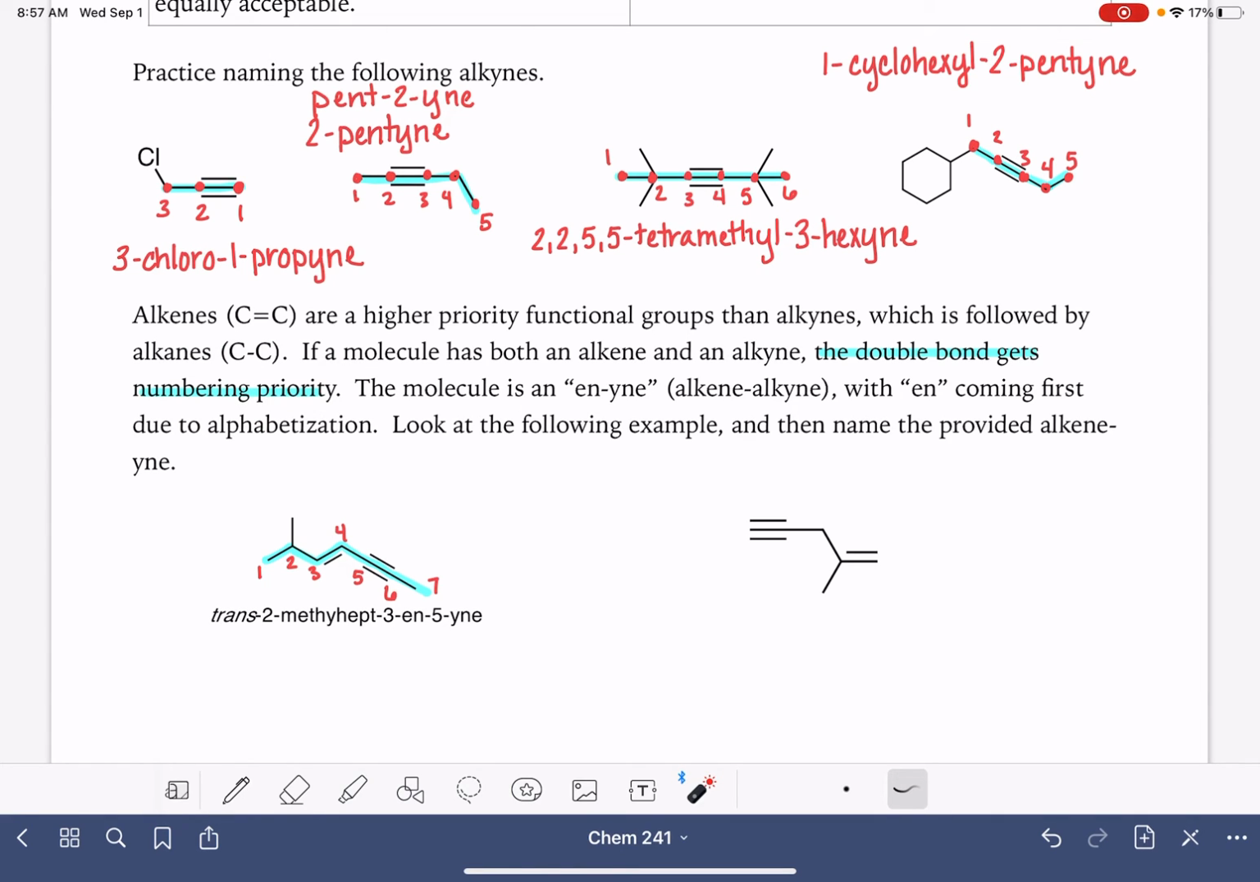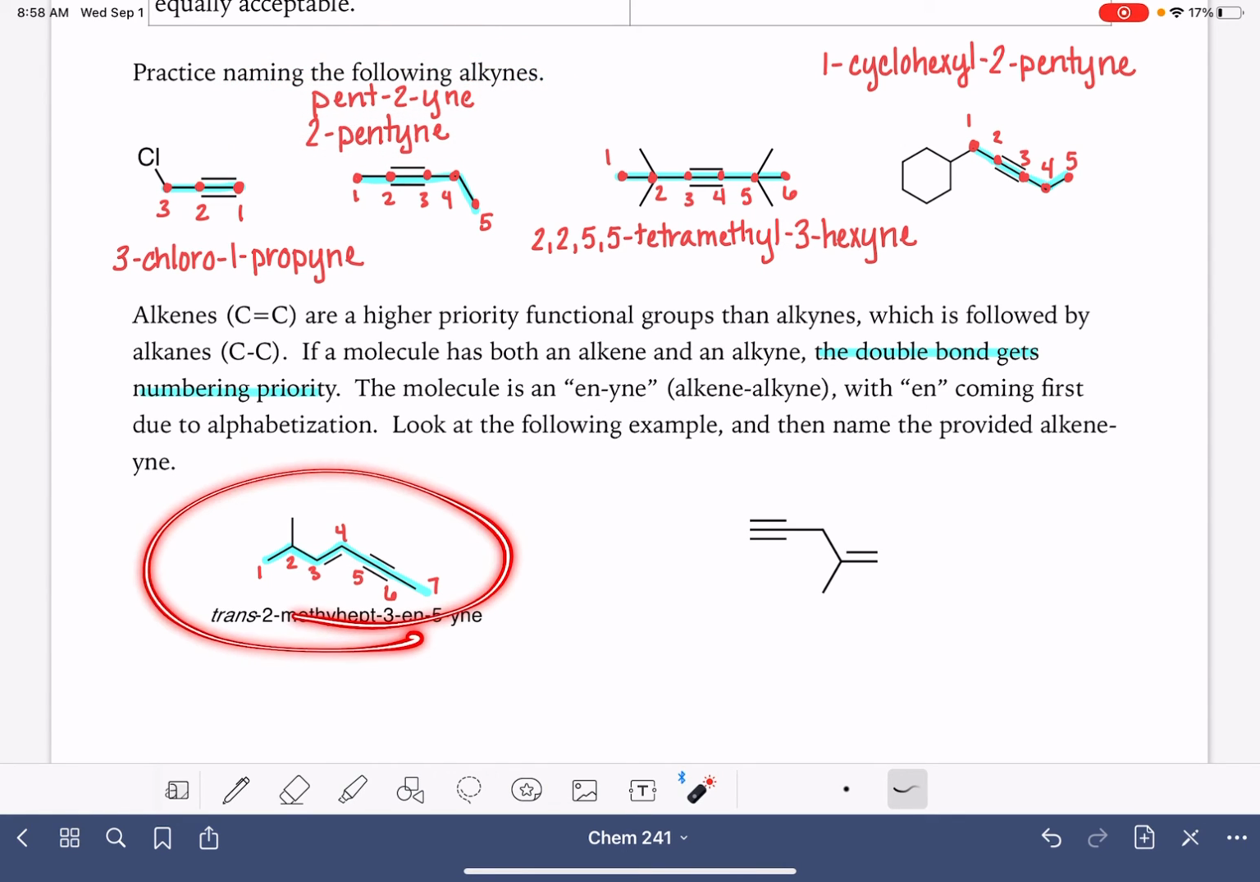The functional group name is ene-yne, alkene, alkyne, with ene coming first because of alphabetization of the ene and the yne. So when we name this molecule, we're going to change the ending of the name. We're going to drop the -ane part and replace it with -ene-yne. One of the tricky things is that we have to locate the position of the ene, and we also have to locate the position of the yne. And so this is an example where it's really handy to be putting the numbers in the middle of the name like I showed you up here.